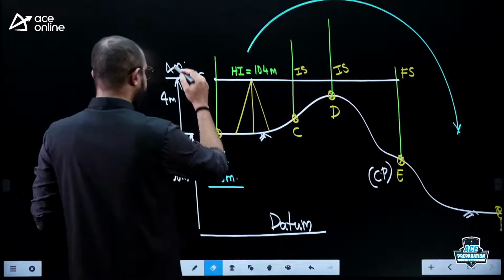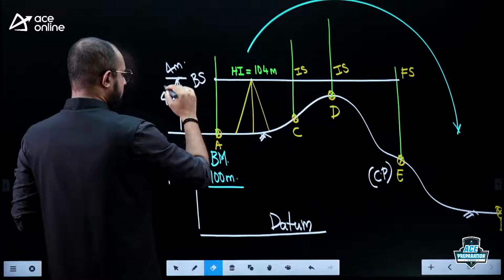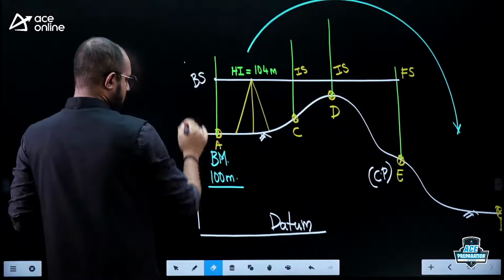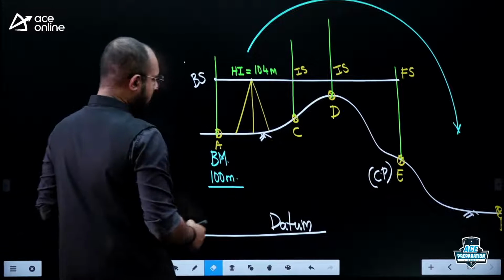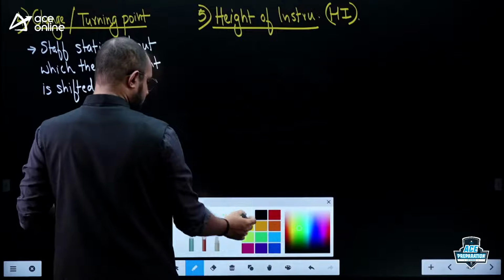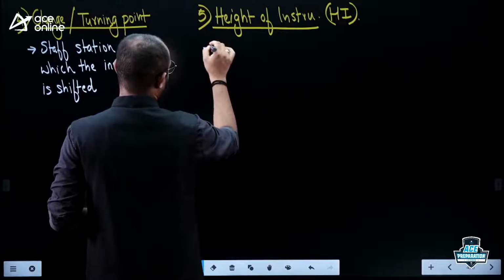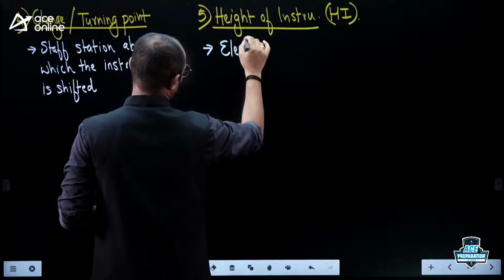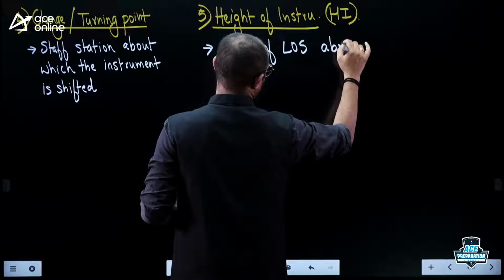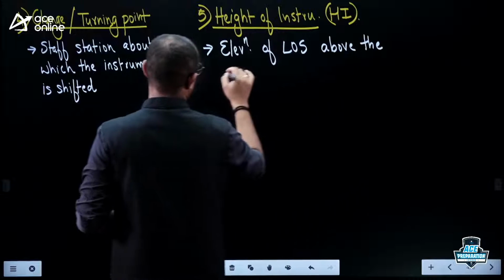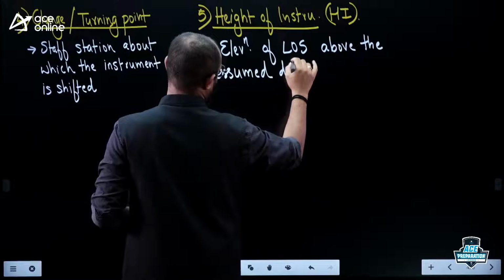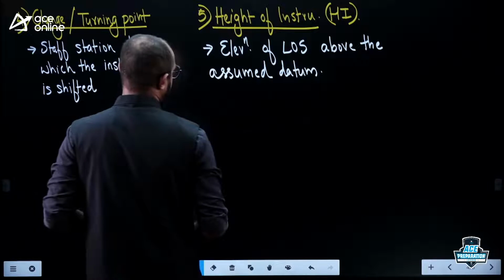That is how we calculate our height of the instrument. So I'll just take out these values here. Right, so gone. Let the datum be there. Let us write down what is meant by our height of the instrument. Height of the instrument is nothing but the elevation of line of sight above the assumed datum. That is what we call height of the instrument.